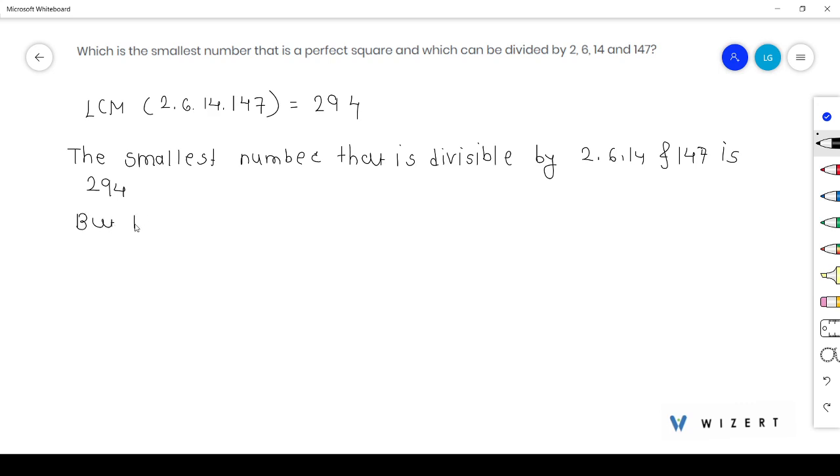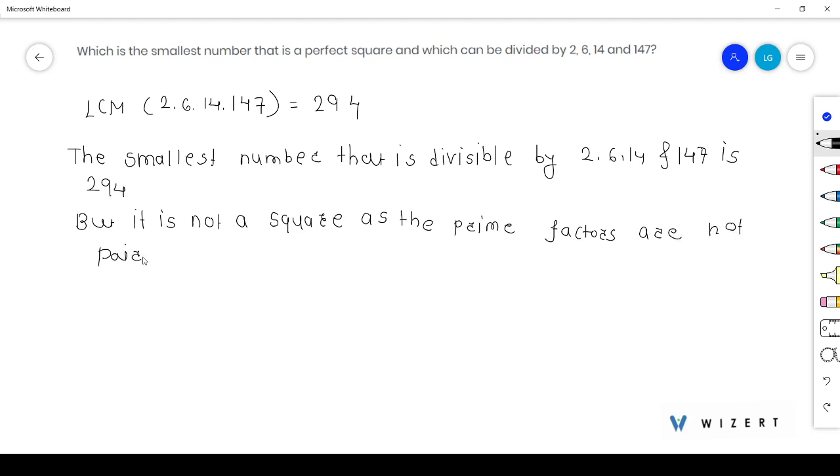but it is not a perfect square as the prime factors are not paired, okay, because this 294 is 2 into 3 into 7 into 7.